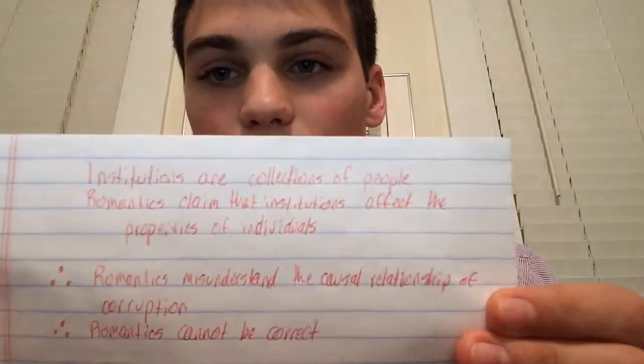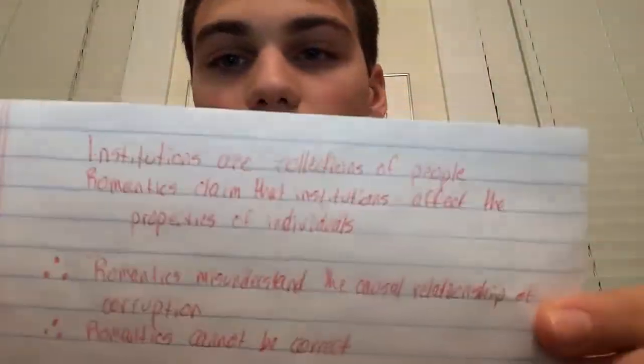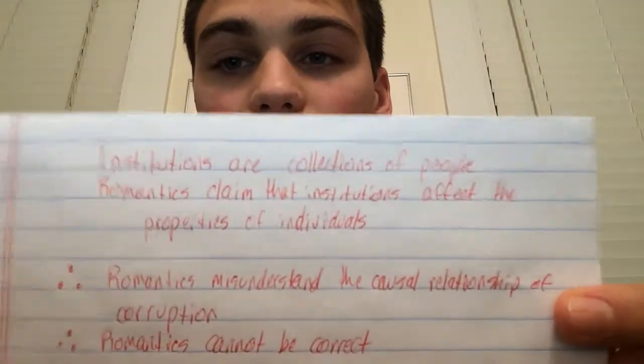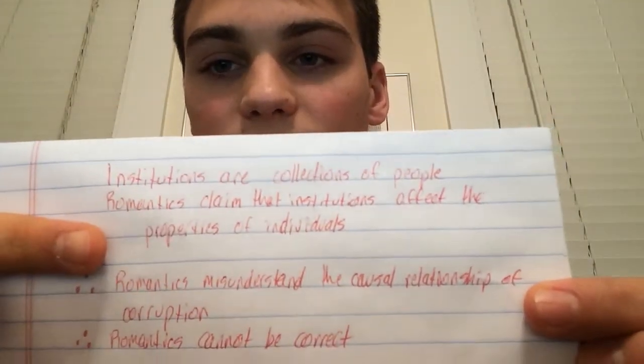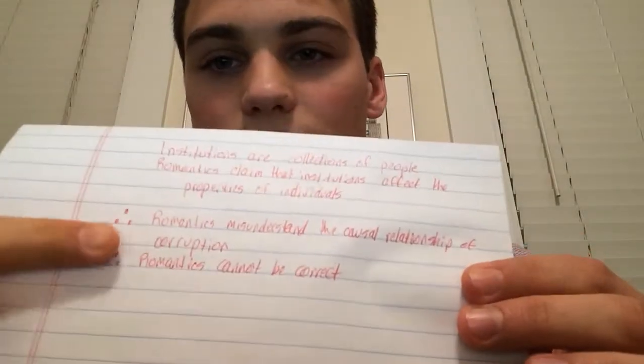So, the sociologist was arguing that institutions are collections of people. Premise 1. Then he argues Romantics claim that institutions affect the properties of individuals. Premise 2. According to the stem, there's a missing premise before we reach our conclusion. Romantics misunderstand the causal relationship of corruption, therefore Romantics cannot be correct. It's kind of like a double conclusion.